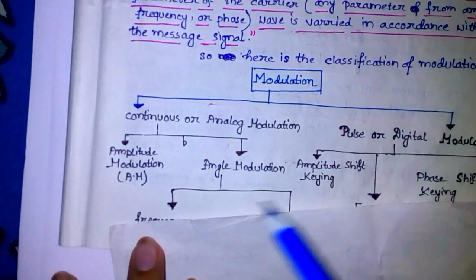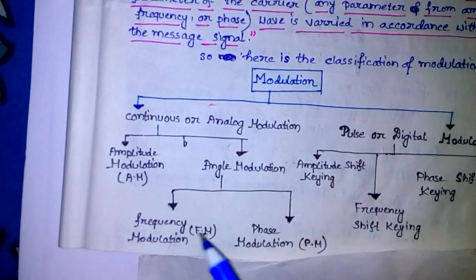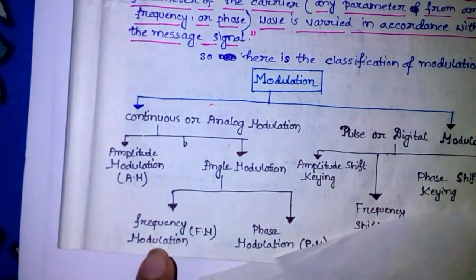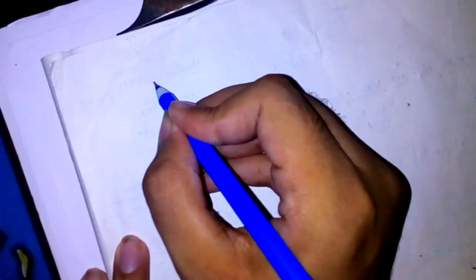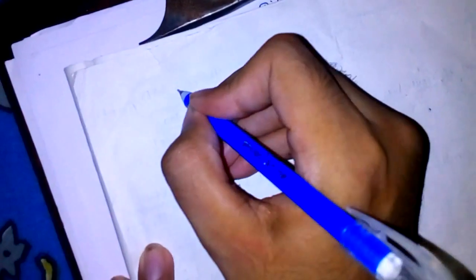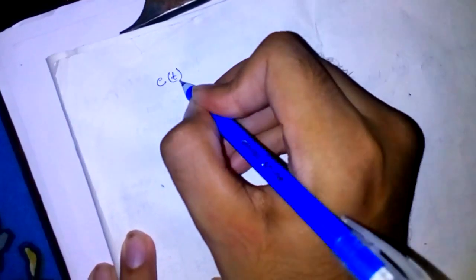So what do we mean by amplitude modulation, frequency modulation and phase modulation? What should be the equation for a wave? Let's say we have a signal called c(t).